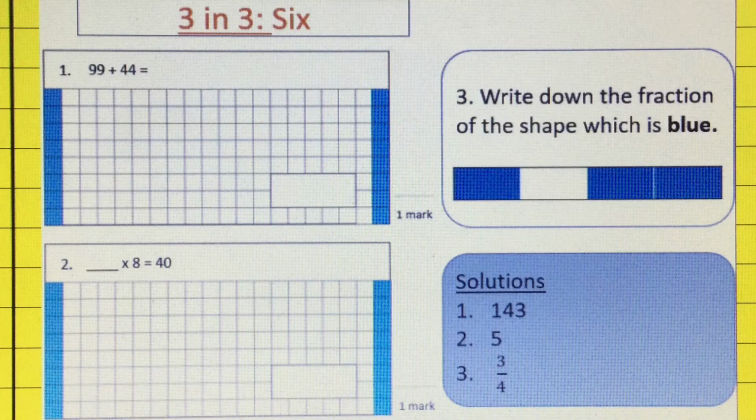99 add 44 is 143. I would have definitely used column method for working that one out. Number 2, 5 times 8 equals 40. And number 3, the fraction of that shape that is shaded in the colour blue is 3/4.